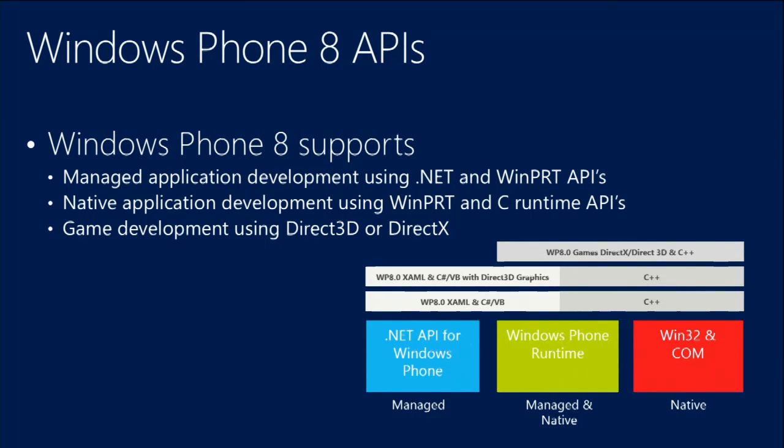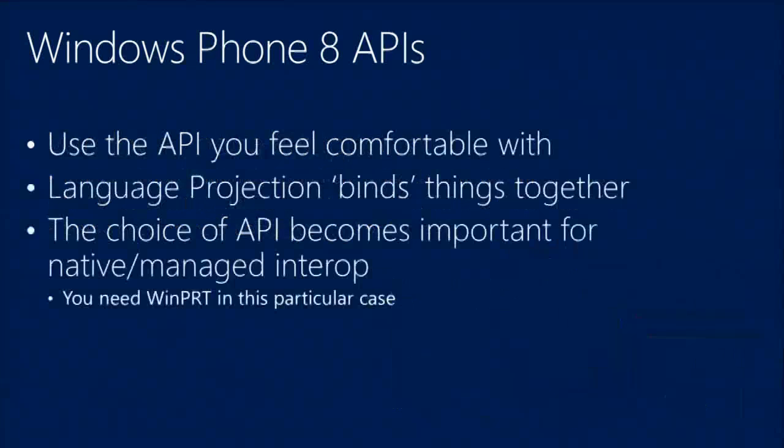If you're a game developer, then you are moving more to native APIs. Maybe you need to invest a little bit in learning about Windows Phone runtime APIs. So what is important is to use an API that you feel comfortable with. If you are, on the other hand, considering reusing native code, then all of a sudden the choice of API becomes important for you, because in that particular case you need to develop a Windows Phone runtime component, and that component will make use of the WinPRT APIs.